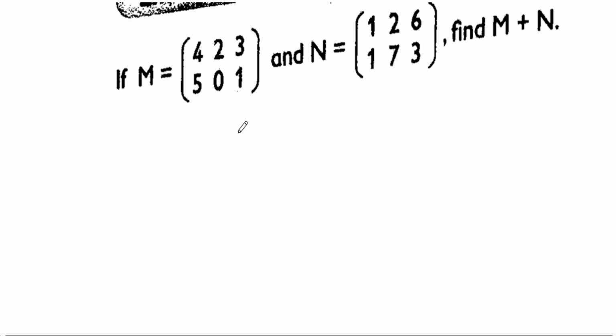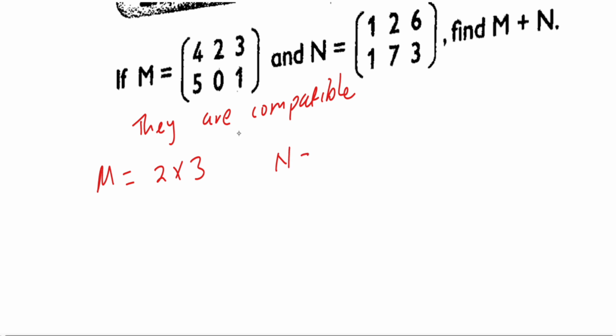Now, if M equals 4, 2, 3, 5, 0, 1 and N equals 1, 2, 6, 1, 7, 3, find M plus N. In matrices, you can add 2 matrices as long as they are compatible. If they are not compatible, it means that they're not addable. You can't add those 2. So let's look at the order of M. The order of M is a 2 by 3. N is also 2 by 3, therefore they are compatible.